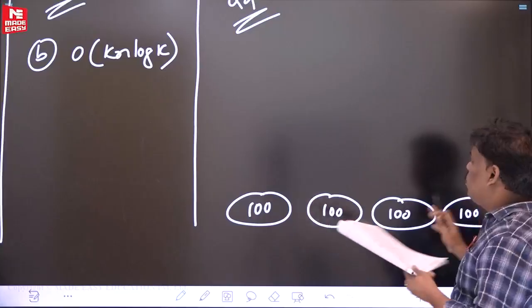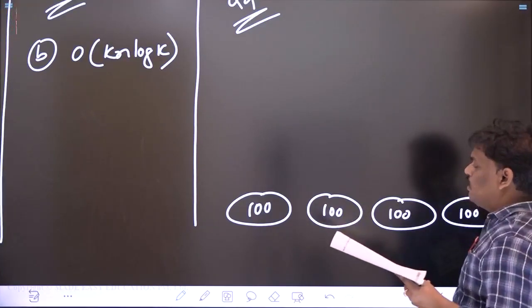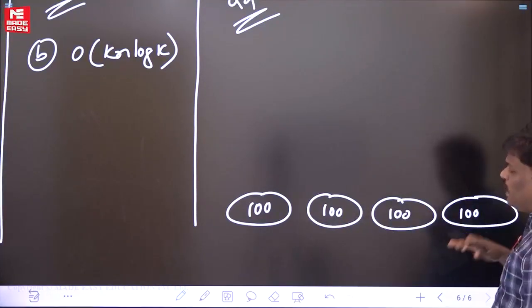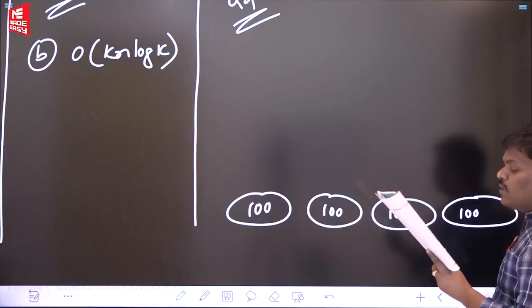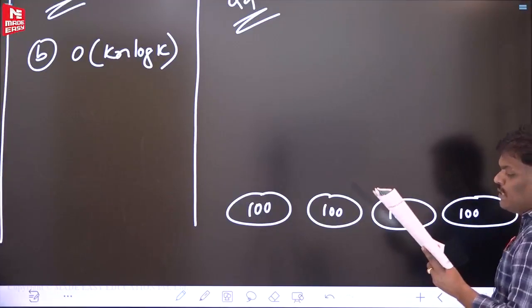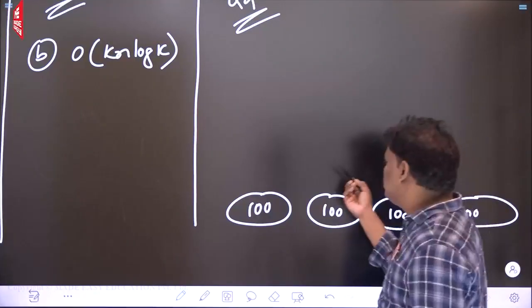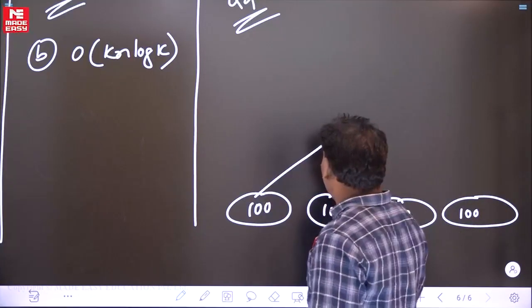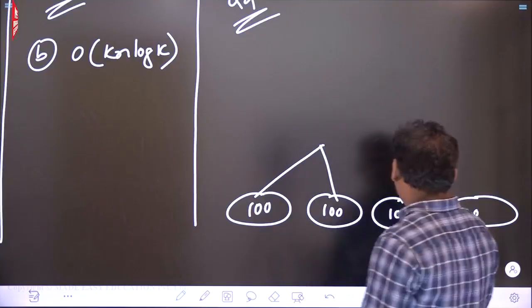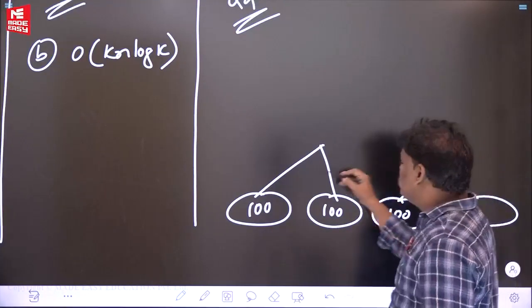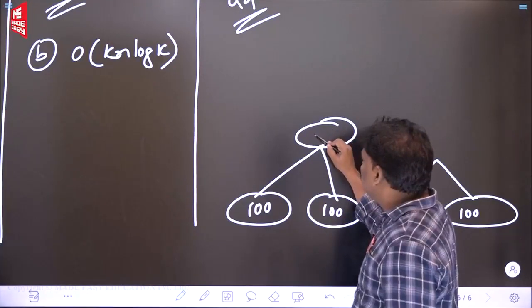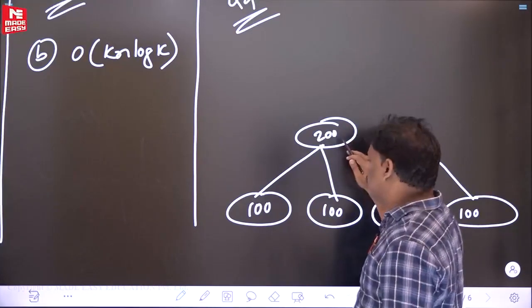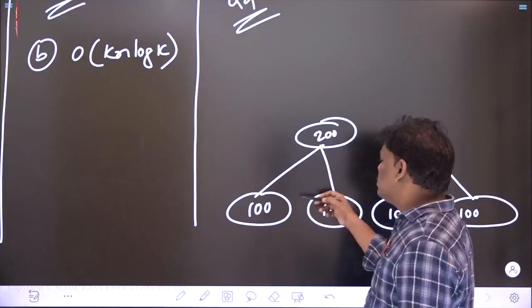You want to make these 4 groups into one group, which means you have to merge. While merging, the maximum number of comparisons is being asked, that is the worst case. How to do that? See, merge these two first, and merge these two also. If you merge these two, totally 200 elements will come, it's okay. But the comparisons in the worst case, what is the answer?